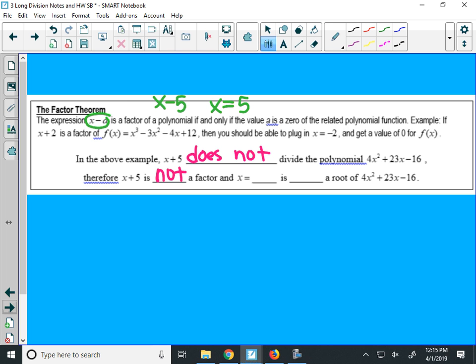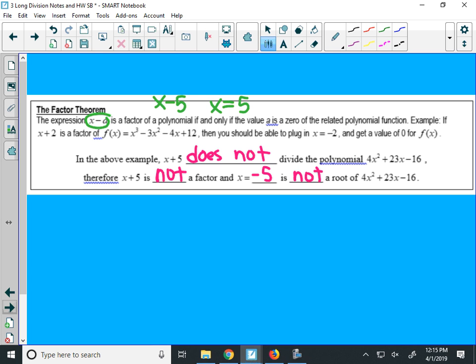Right? If it doesn't divide it evenly, it can't be a factor. Just like 4 was not a factor of 495. So x equals negative 5, if I use the zero product law, is not a root or an x-intercept of the graph. So we're going to be using long division and then something we're going to learn tomorrow called synthetic division to decide if things are x-intercepts or factors. If you don't divide evenly, you can't be a factor or a root.